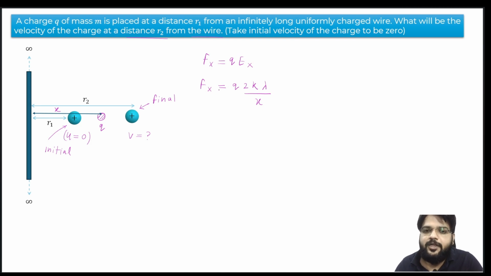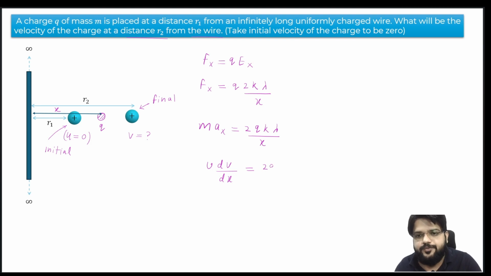If I write force on this charged particle at this position, from Newton's second law, force is mass into acceleration, m a_x. So now we have 2qk lambda by x. What we want is velocity. All right, this mass we will put on this side, and acceleration can be written as v dv by dx. This thing also we know. So v dv by dx equals 2qk lambda by mx.